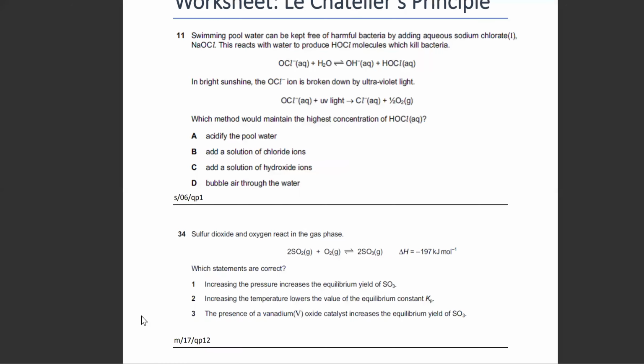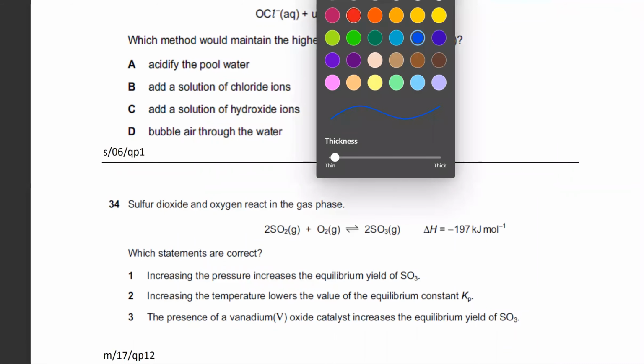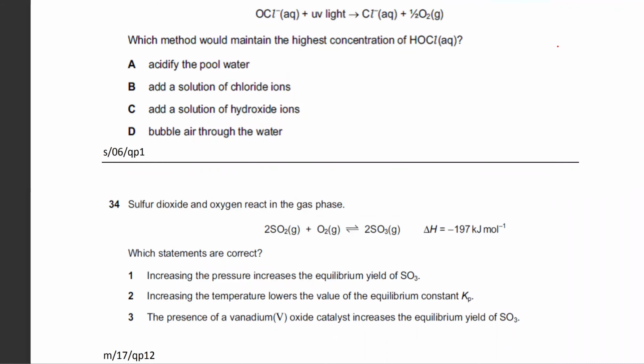So let's try and do this one first. I'll pick the easy ones first. I'll only touch those parts which are related to the Le Chatelier principle. So the first statement: increasing the pressure increases the equilibrium yield.